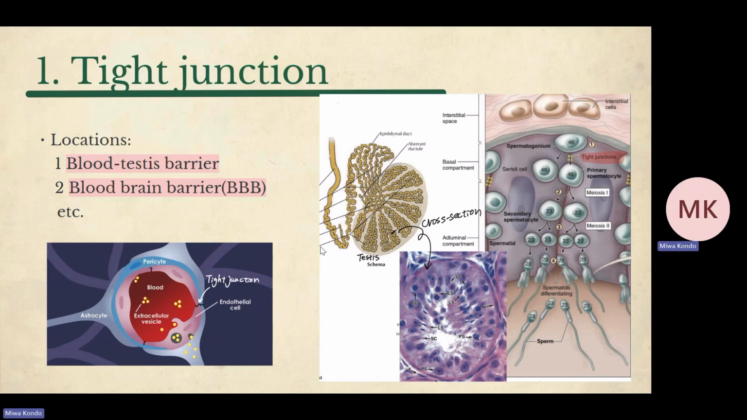Where can tight junctions be found? Examples include the blood-testis barrier and the blood-brain barrier, or BBB, and more. The blood-testis barrier is located in the seminiferous tubules in the testis. Why does it need a tight junction? Because sperm are recognized as non-self, and the tight junctions help prevent autoimmune reactions. In the brain, the BBB restricts unnecessary substance exchange across blood vessel walls.